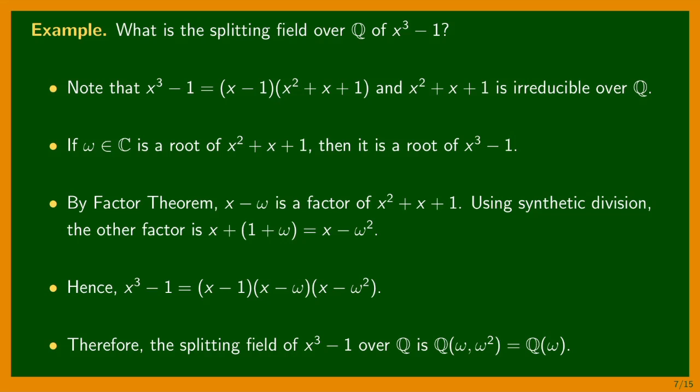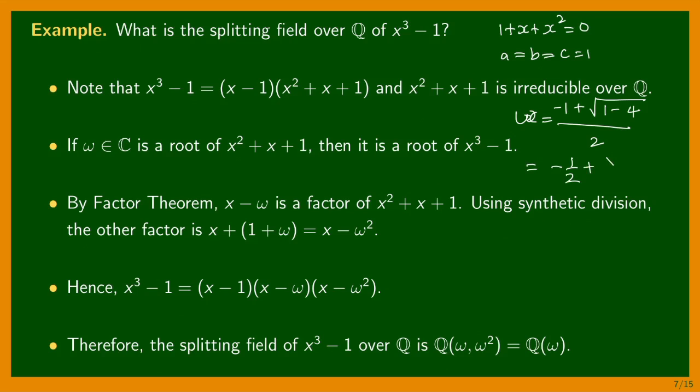Ano ba yung omega na yan? Well, you can calculate actually. Ito siya di ba? Ito equation, so solve mo. A, B, C, pare-parehas 1. So, by quadratic formula, kunin lang natin yung positive. Negative 1 plus square root of b squared minus 4ac, over 2. Negative 1 half plus square root of 3 over 2 i. Yun yung omega.